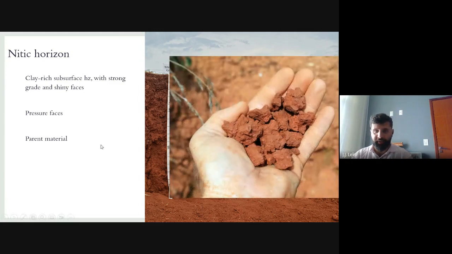Here are some examples of these shiny faces in these materials that present a strong grade. You can see in my hand that we only have pads, only aggregates. We can't see a powder material, dust material, in my hand. It's just aggregates.